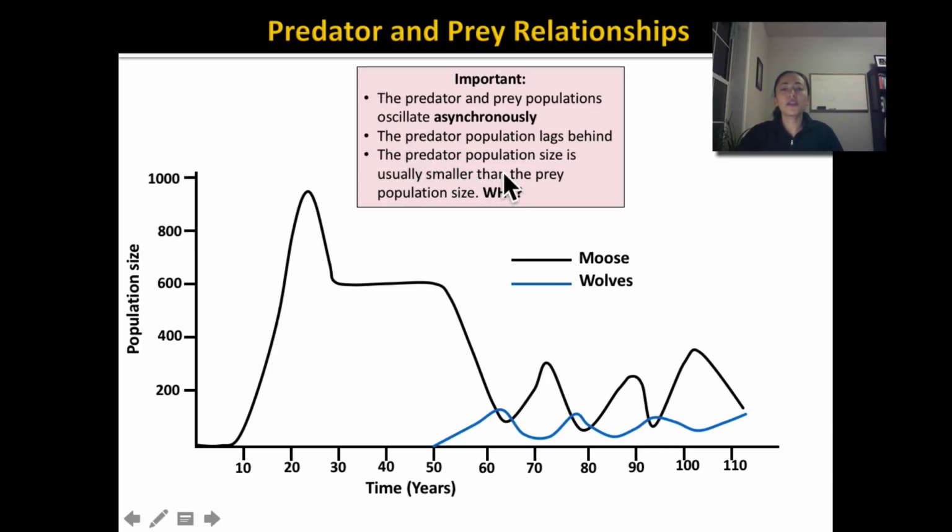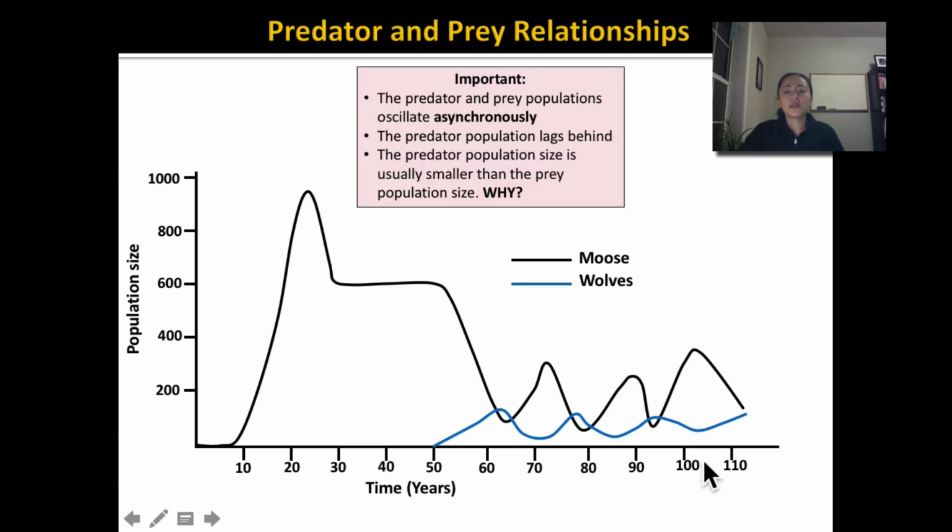The predator population size is usually smaller than the prey population size too. So notice that the average moose population is around 200 individuals here, whereas the average wolf population is probably around 50 individuals. So why is that?